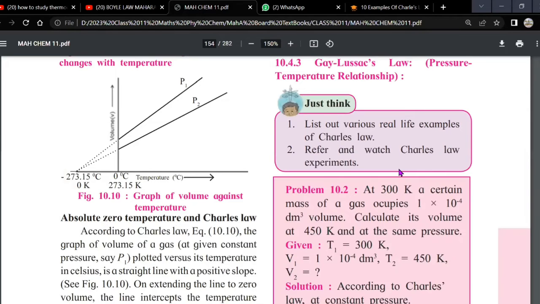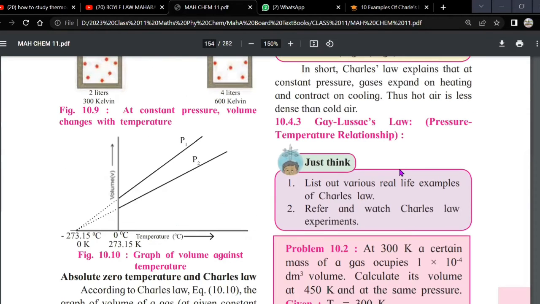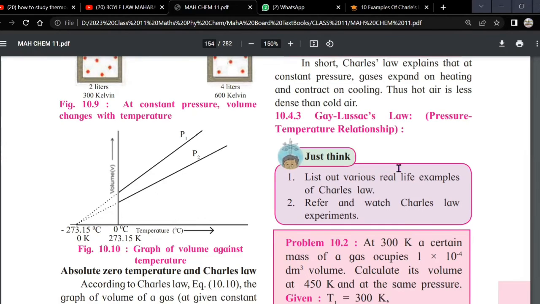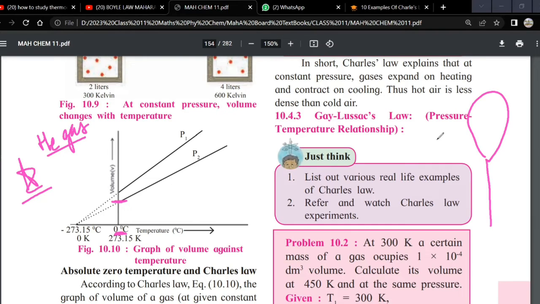Am I making sense of one thing? Yes. So now we will try to understand this graph of Charles law. More or less, I'll just take 5-10 minutes to finish this. So one thing that you need to observe is that at 0 degrees Celsius, let us take a gas. Let us take a simple example of helium gas. So imagine some helium gas which is there in a balloon.